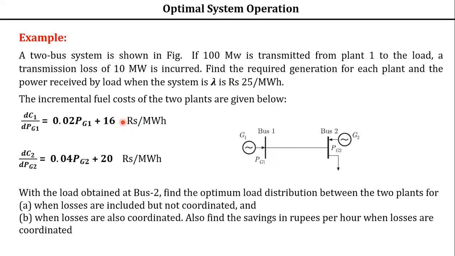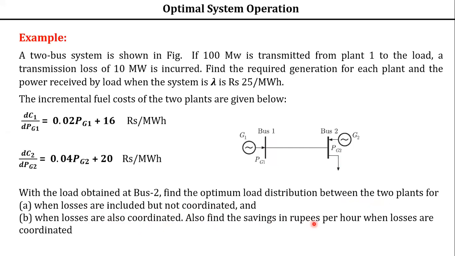The incremental fuel cost is given, not the cost of generation. They have given dC1 by dPG1 and dC2 by dPG2 for plant 1 and plant 2. With the load obtained at bus 2, find the optimum load distribution between the two plants when losses are included but not coordinated. Understood? And when the losses are also coordinated, find the savings in rupees per hour when losses are coordinated.